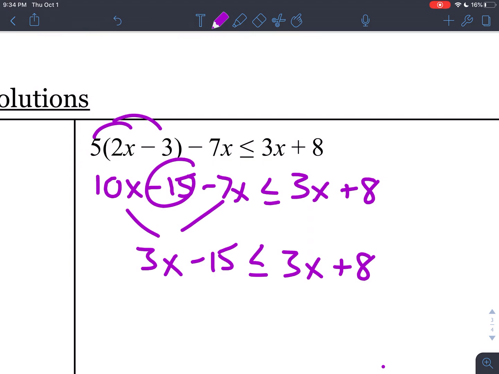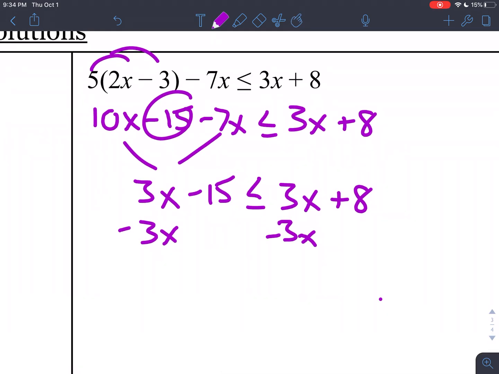Now it's time to move our x's around. So let's subtract 3x from both sides. And we've run into the same problem as we did before. We have 3x minus 3x cancels out, and 3x minus 3x cancels out. We're left with only negative 15 is less than or equal to positive 8.